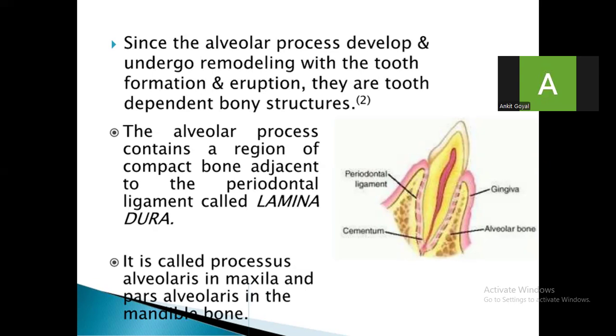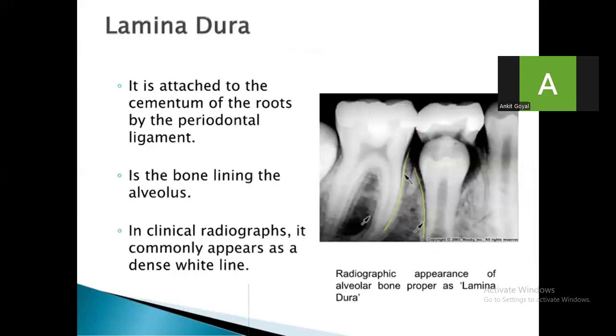The alveolar process contains a region of compact bone that is adjacent to the periodontal ligament and is called the lamina dura. It is called processus alveolaris in the maxilla and pars alveolaris in the mandible. The lamina dura is attached to the cementum of the roots by the periodontal ligament. It is the bone lining the alveolus, and in a clinical radiograph, it commonly appears as a dense white line, as we can see in this picture. This arrow is representing the lamina dura in the clinical radiograph.